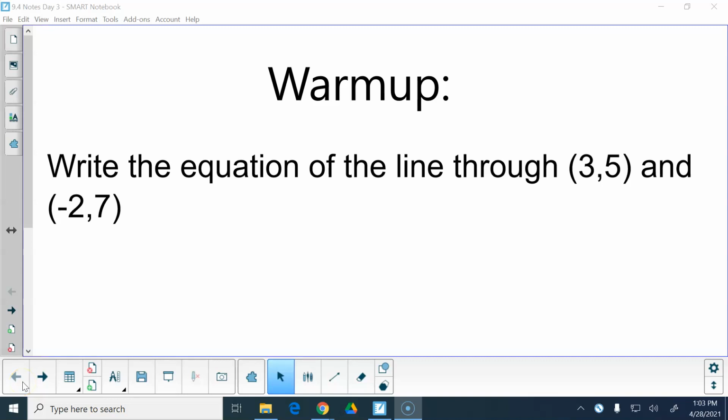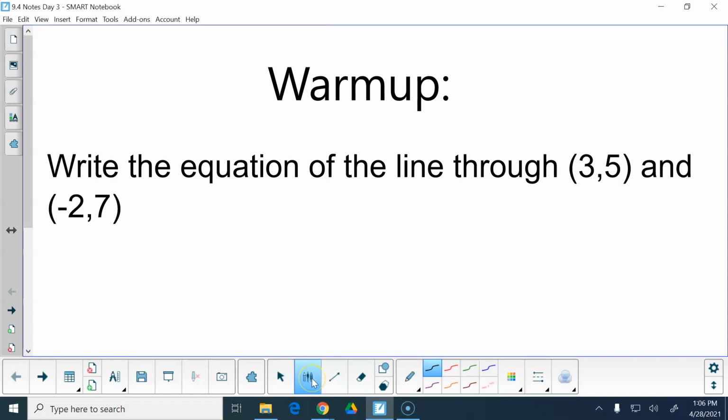Right. So you want to warm it up with this? Find me the equation of the line through those 2 points. First thing we need to find the equation of the line. The slope. We got to find the slope.